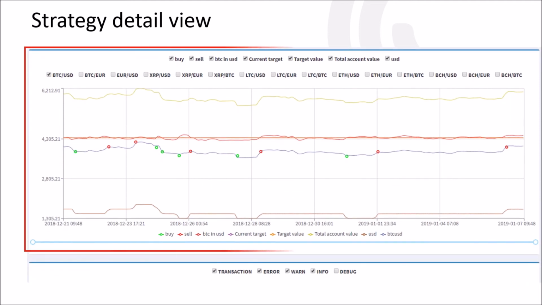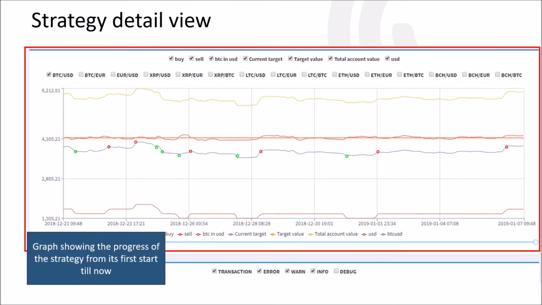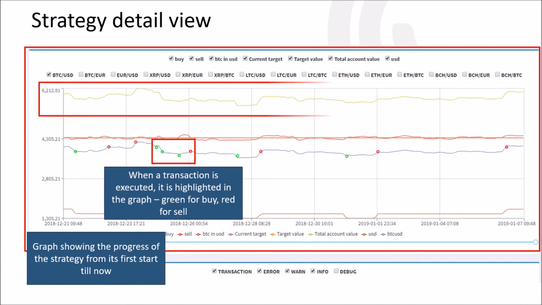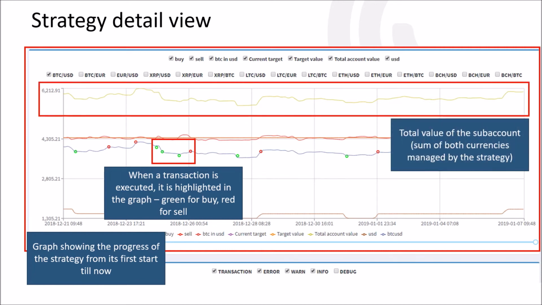The main component of the view is the graph, showing the detailed timeline of your trading and several important performance indicators. The transactions are highlighted in the graph by red and green circles. When CoinAcrobat instructs to buy the currency, a green circle is placed in the graph at the price of the transaction. When it is an instruction to sell, a red circle is placed accordingly. There are several values represented in the graph. You can switch them on and off by the checkboxes above. As an example, total account value shows the momentary value of both traded currencies.